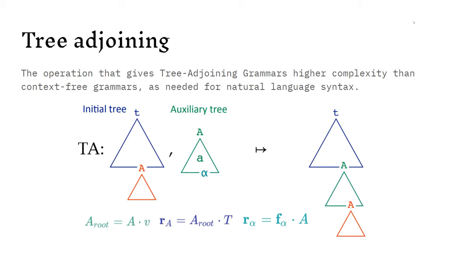So here, I'm just going to dive right into how we're going to do this with linear recursive roles. So first, we want to extract what is the non-terminal on the auxiliary tree that is what we're looking for in the initial tree. So here we just extract the root position by taking the inner product and we get the filler of the root. Very straightforward.